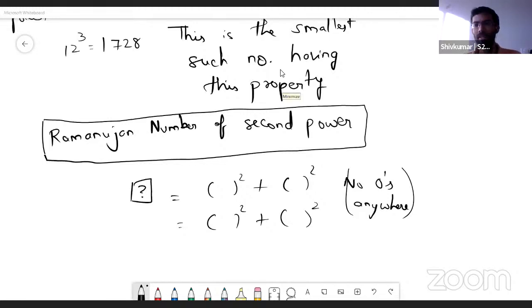Gargi, it's a wonderful question. Why not just try? Take a prime number and see if it has this property. Very good thought process. Go ahead. 6 square and 8 square.